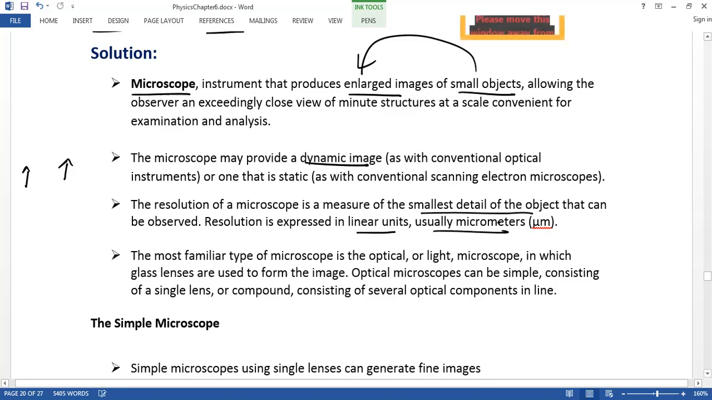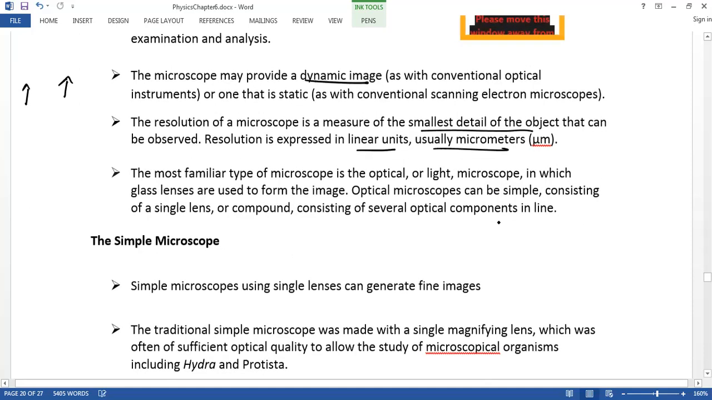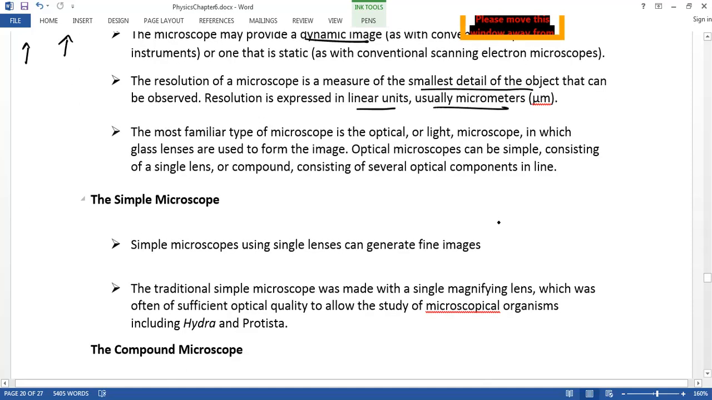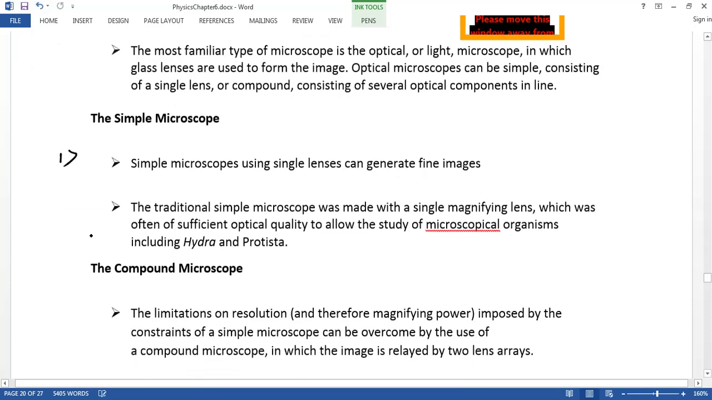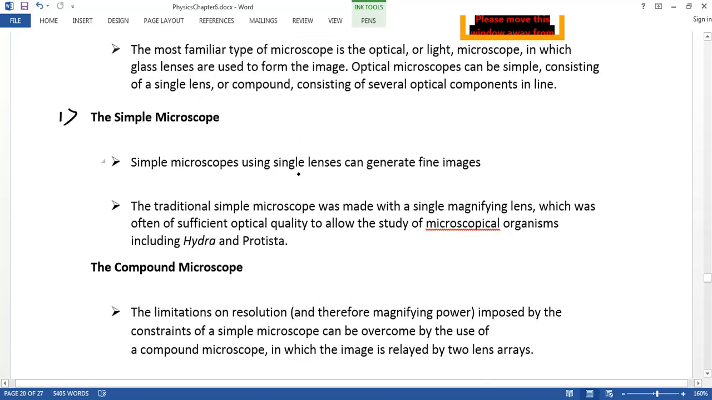Let us move on to the next one, that is, types of microscope. In this we will study 4 types of microscope. The first one is the simple microscope. A simple microscope is a microscope in which only a single lens is used to generate the image.